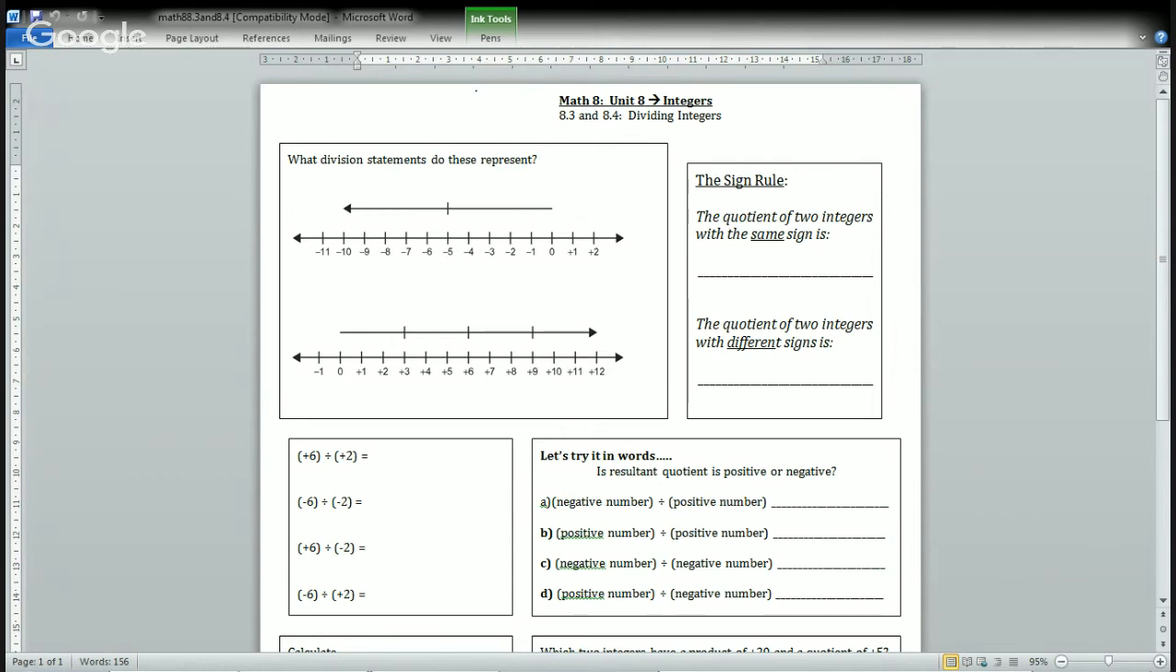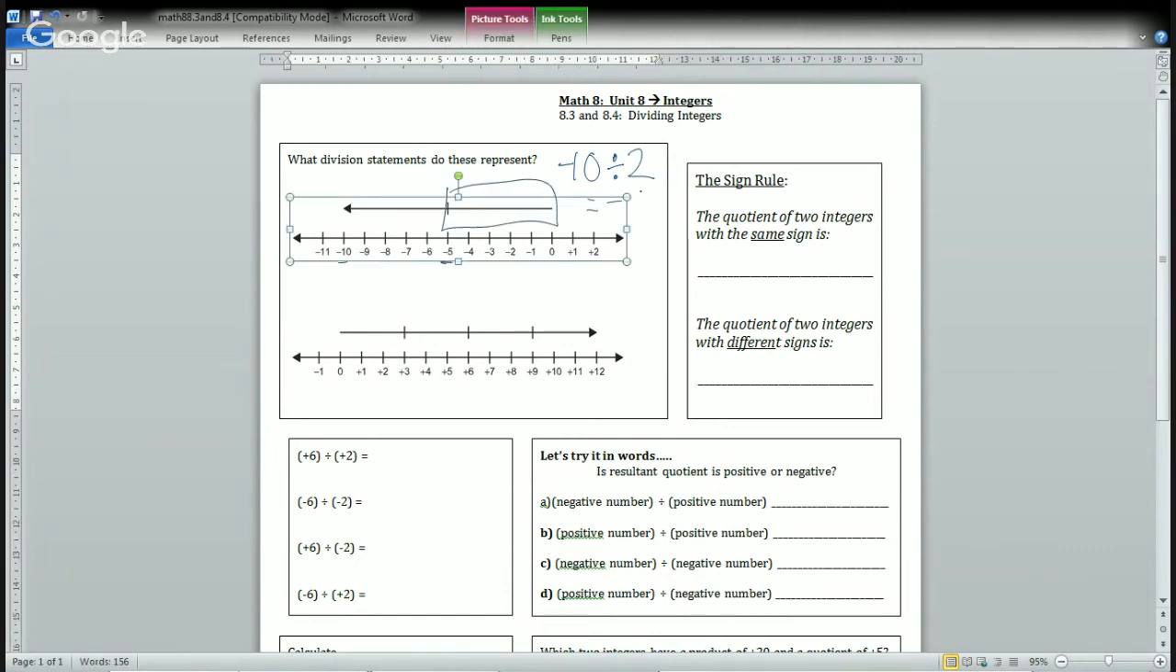So the first one, we have a number line again. It says, what division statements do these represent? So kind of that working backwards. Now this big arrow represents -10. And it looks like I've taken that -10 and I've chopped it in two. So -10 divided by 2. Now, each of those are worth -5. So -10 divided by +2 gives me -5.